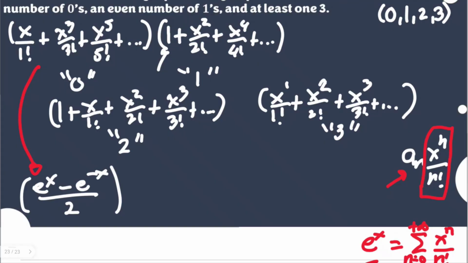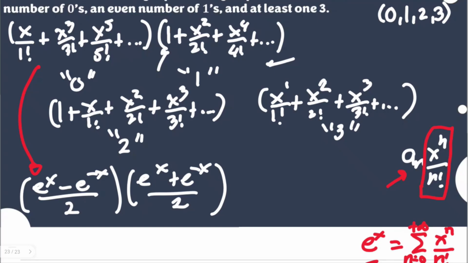For even selections, we also have another identity, already proven as well. So simply use that. It's actually (e^x + e^(−x))/2, for even, just for that portion right now.